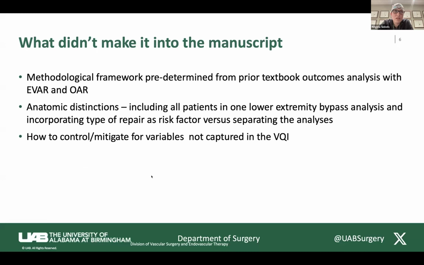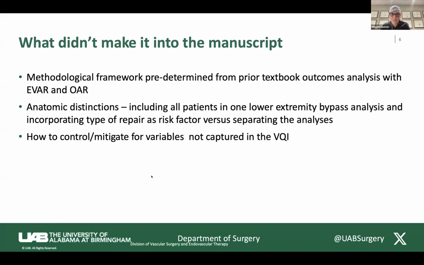I think something that we went back and forth about quite a bit was the anatomic distinctions and whether we incorporate all lower extremity bypass into one analysis and then have those anatomic distinctions as risk factors, versus doing separate analyses, and ultimately decided on doing the separate analyses because of just how different the operations are and the risk of each operation and the kind of patient who's undergoing each operation. We didn't really want to be comparing apples to oranges as much as we could.